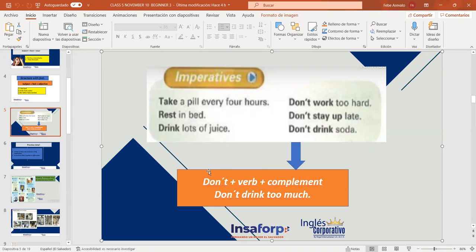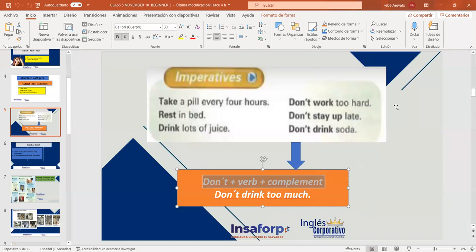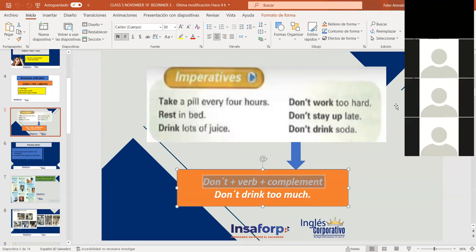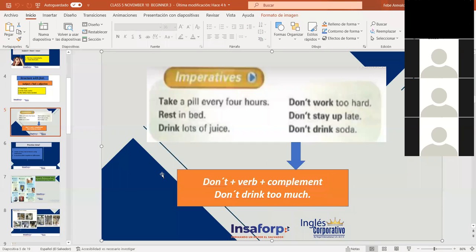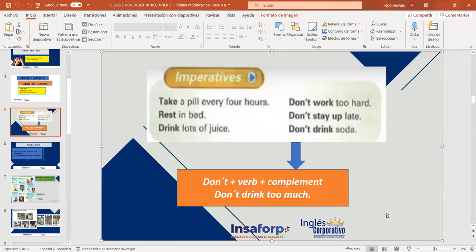Now, let's go with this. We have the structure. Isis Reyes, Isis, no lee la estructura, please. Solo la estructura. Y el example también. Don't, verb, complement. Don't drink too much. That's correct. Don't plus verb plus complement. All right. Very good. There you have it. And this is the example, right? Don't drink too much.